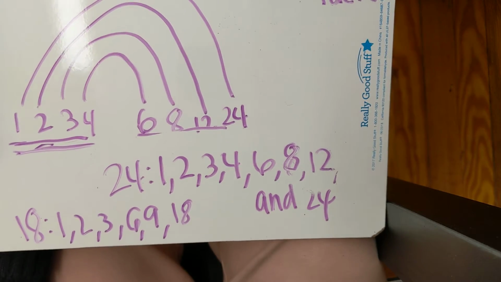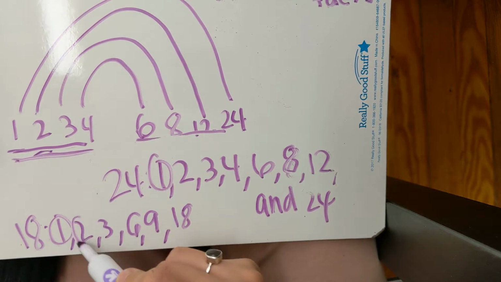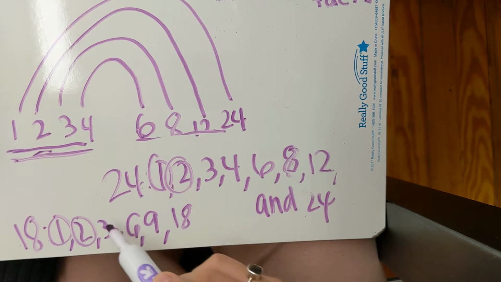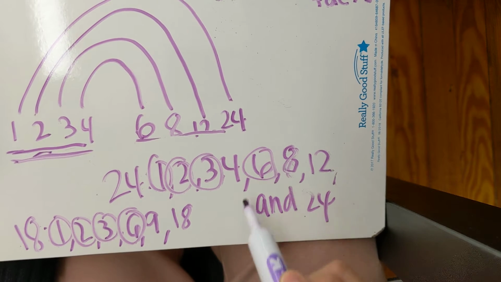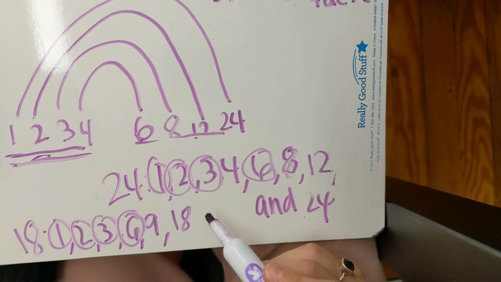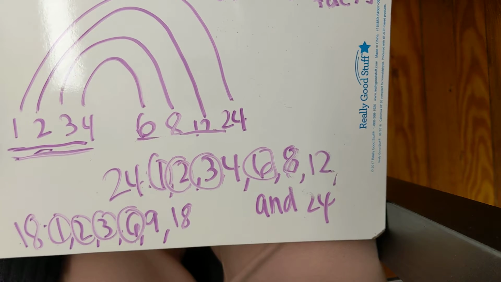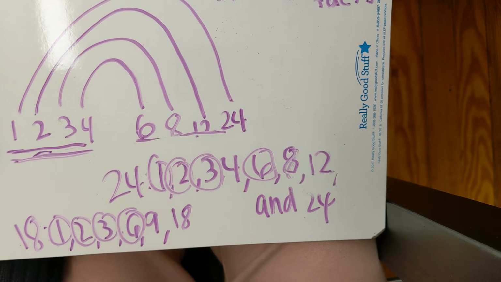Now to find the common factors of these two numbers, I'm going to circle the ones that they have in common. They both have 3 as a factor. They both have 6 as a factor. And that's the ones that they have. The common factors of 18 and 24 are 1, 2, 3, and 6.